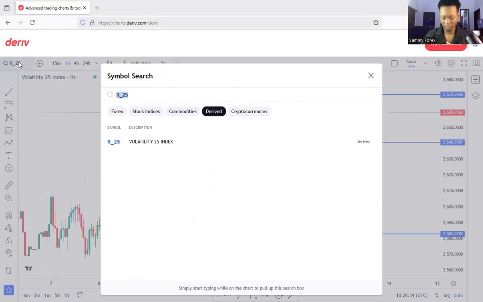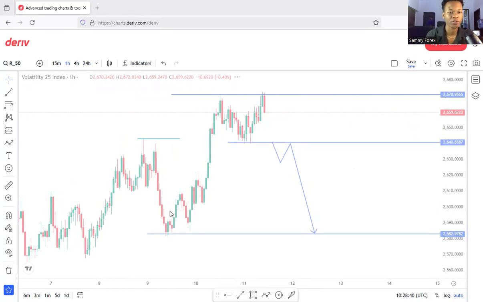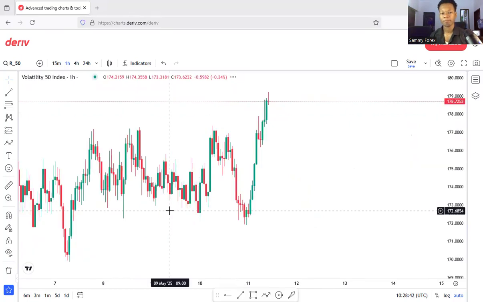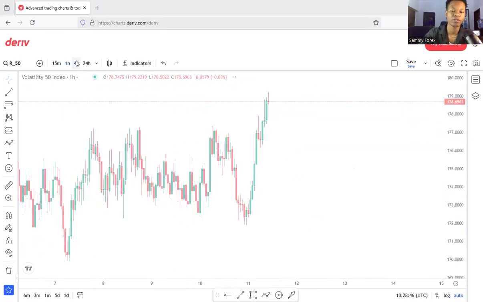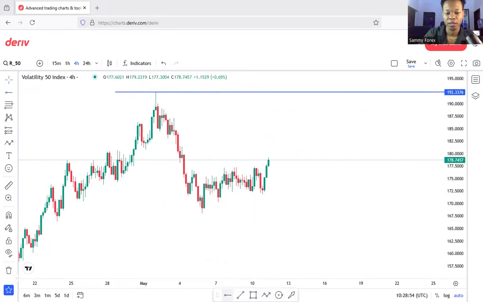So I'm going down to the next one. Let's not waste much time going down to the 50 index to see what the 50 index has for us. Currently on the 50 index, I'll be going down to the 4 hour time frame to see what the 4 hour time frame has for us. On the 4 hour time frame, this is the highest level price gave, and then price gave us this low.